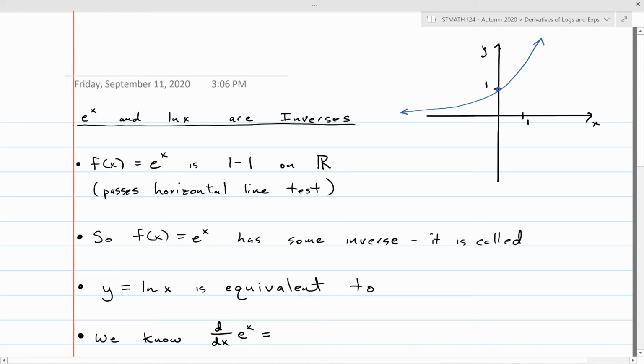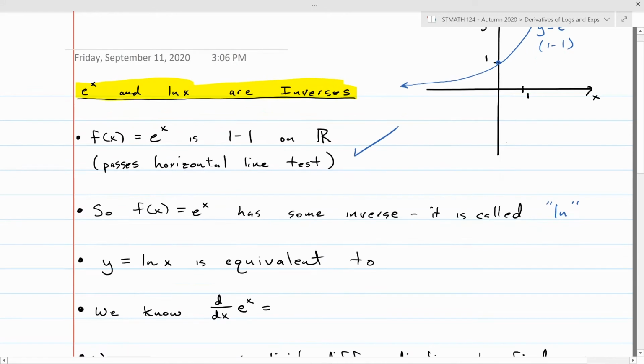So the first big fact that we're going to take a lot of advantage of is that the exponential function e to the x and the logarithm function natural log of x are inverses of one another. This is one of your most famous pairs of inverse functions. So over here on the right, I have this blue graph, which is the graph of y equals e to the x. And I can tell by looking at it that it's one-to-one, and so I know it has an inverse. And then for historical reasons, someone named this inverse of the exponential function the logarithm, ln.